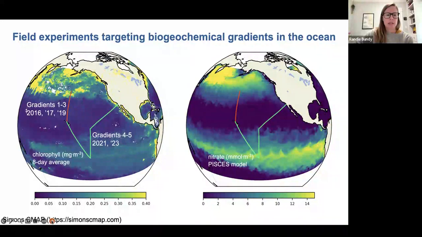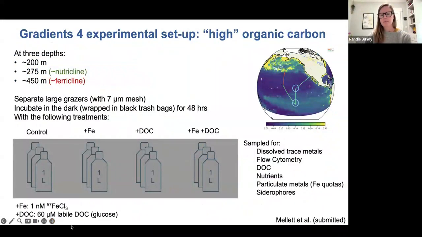On these cruises, we did several different experiments in 2 locations on each cruise, one in the subtropical gyre and one at the equator. In these experiments, we chose either 2 or 3 depths, depending on the cruise and the experiment. I'm showing you one example experimental setup here for the first expedition, Gradients 4. We did incubations at 3 different depths within the upper mesopelagic. We separated out some larger grazers with a 7-micron mesh, and then incubated our trace metal clean seawater in the dark for about 48 hours.